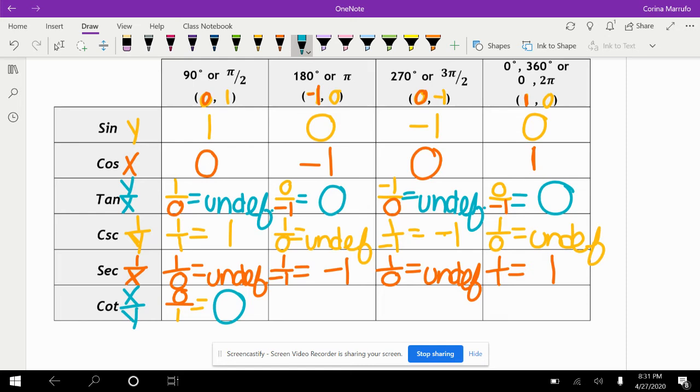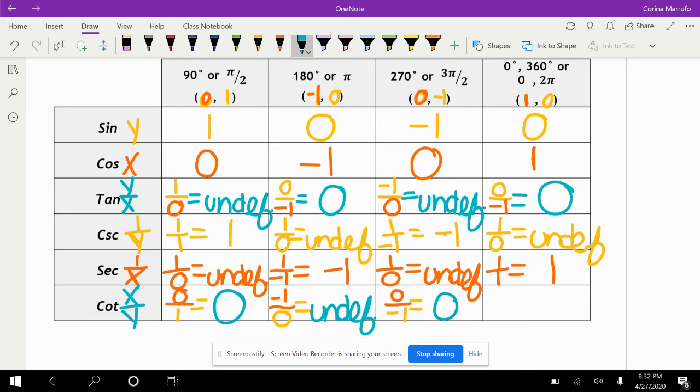Okay, moving on to the next one, we take our x value. So our x value here is -1. And we divide it by our y value. My y value is 0. So -1 divided by 0 gives us undefined. You cannot divide anything by 0. Okay, moving on to the next one. At 270 degrees, my x value is 0. My y value is -1. So 0 divided by -1 is going to give me 0.